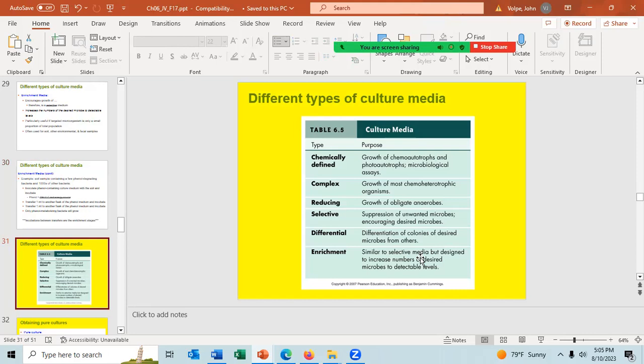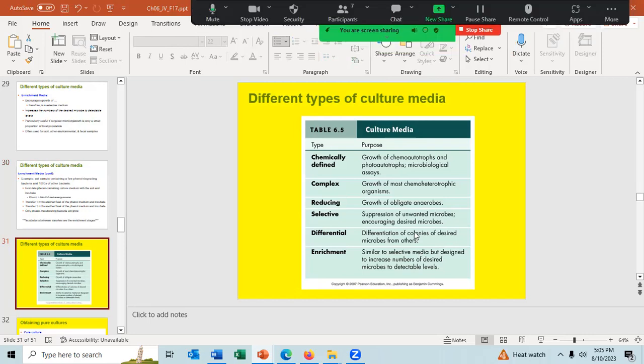such as chemically defined media, where all the chemicals are known in the media. Let me make sure I'm doing everything correct. Okay, that looks like I'm recording this. I'm sharing my screen.